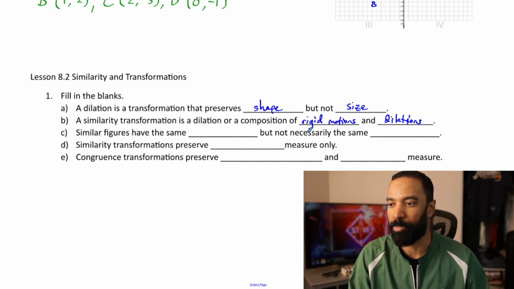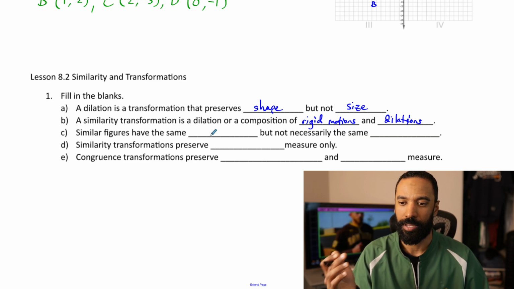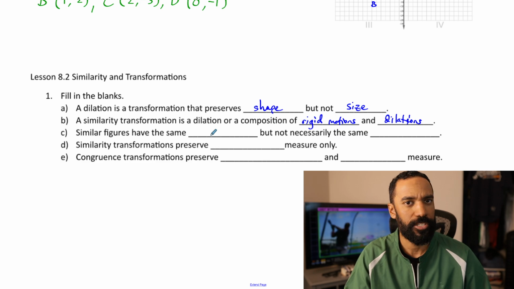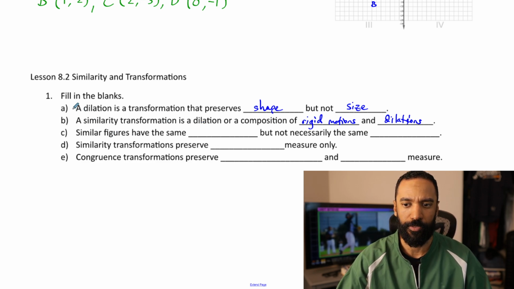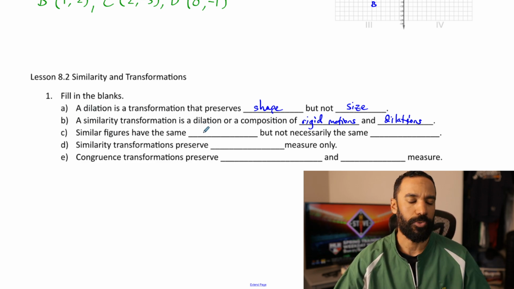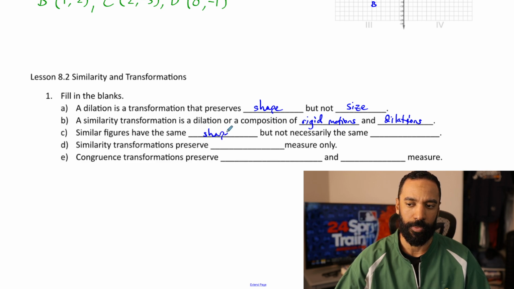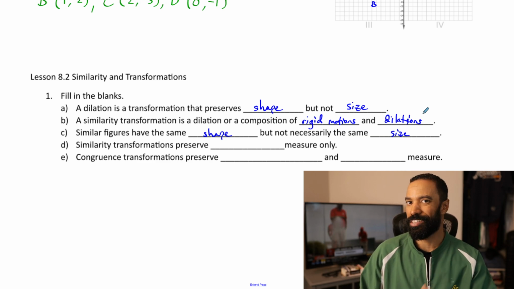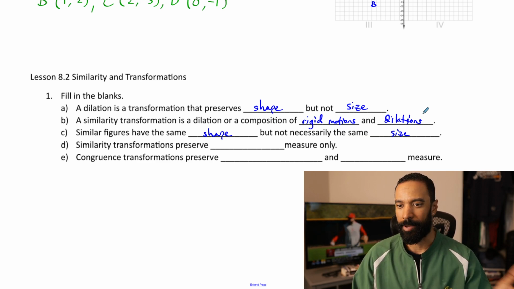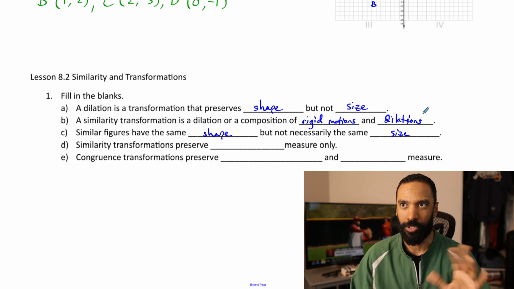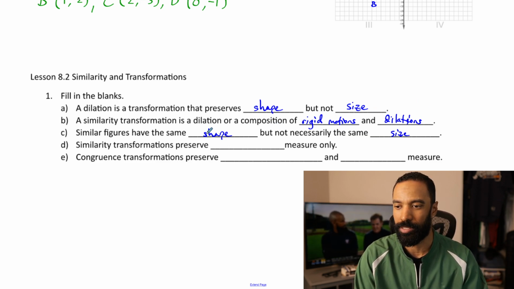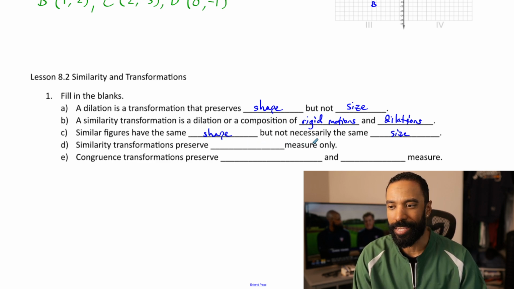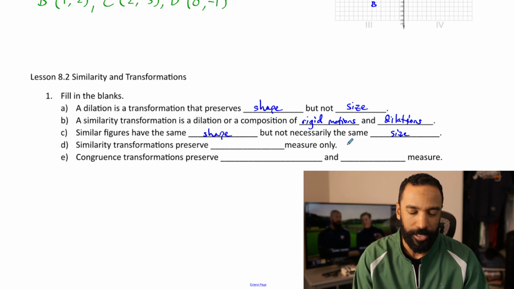Similar figures have the same blank, but not necessarily the same blank. They have the same, well, shape, but not size. Right? So it's the same thing as before. It's like the dilation thing. That's what's giving you the idea that these are really synonymous terms. See, dilations specifically have a center that you need to talk about. Similarity, not necessarily so. You can map parts onto it, but we don't really talk about that. Similarity transformations preserve blank measure only. We're talking angle measures.